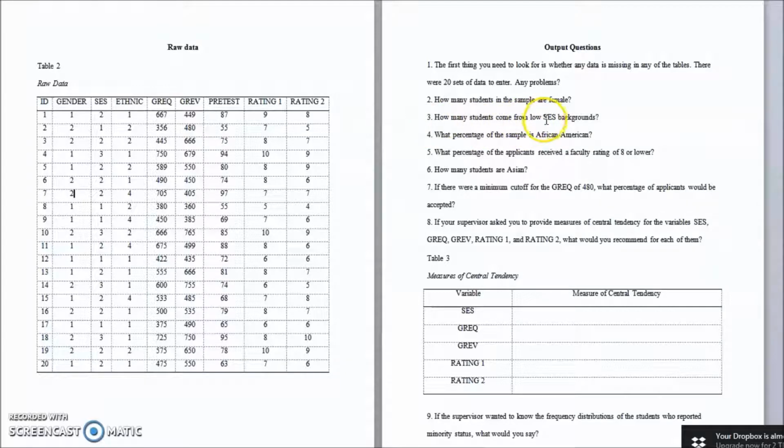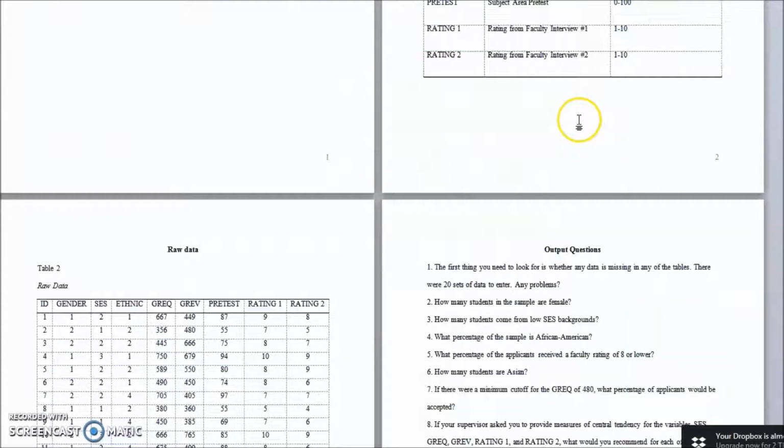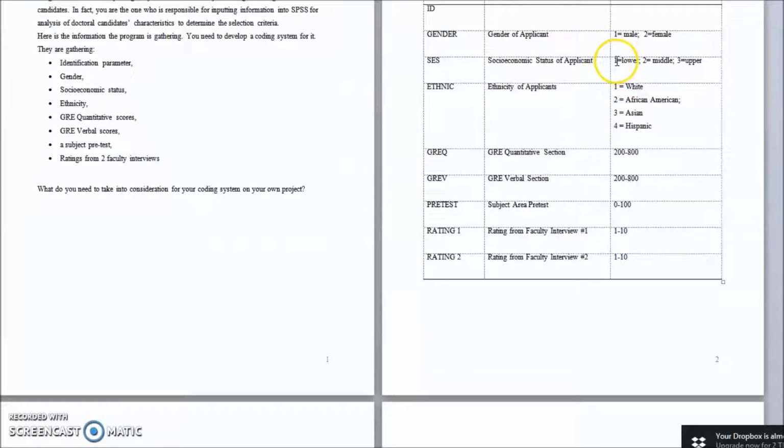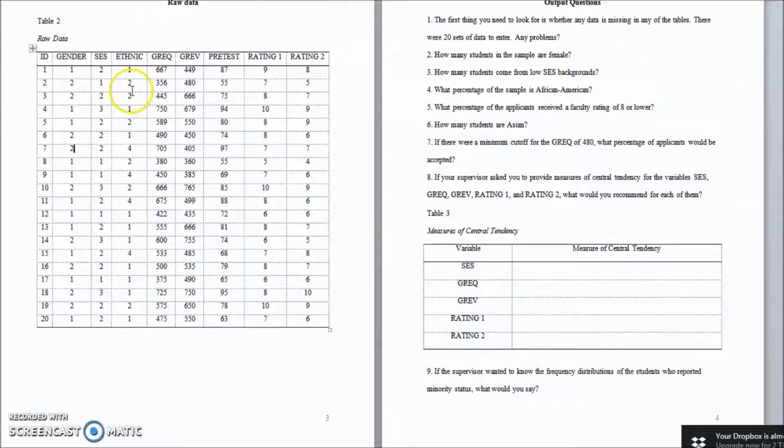How many students come from low SCS backgrounds? Once again, what is my coding for lower SCS? It is 1. So I go back and I start counting. 1, 2, 3, 4, 5. And if I have missed any, make sure that you double check that.